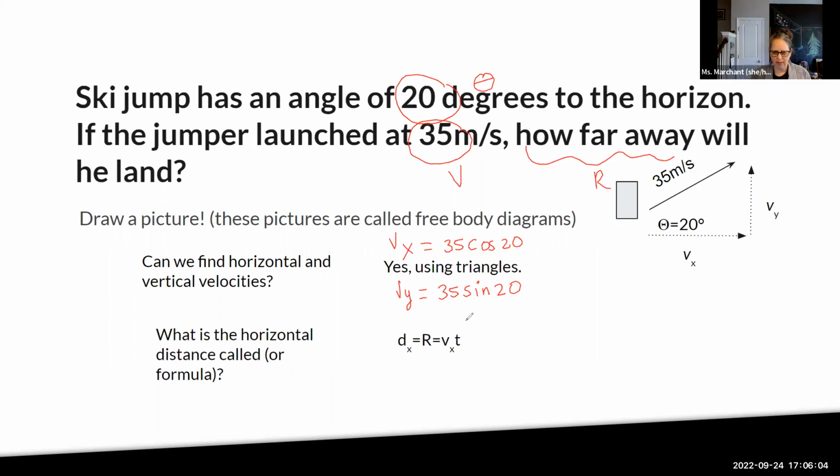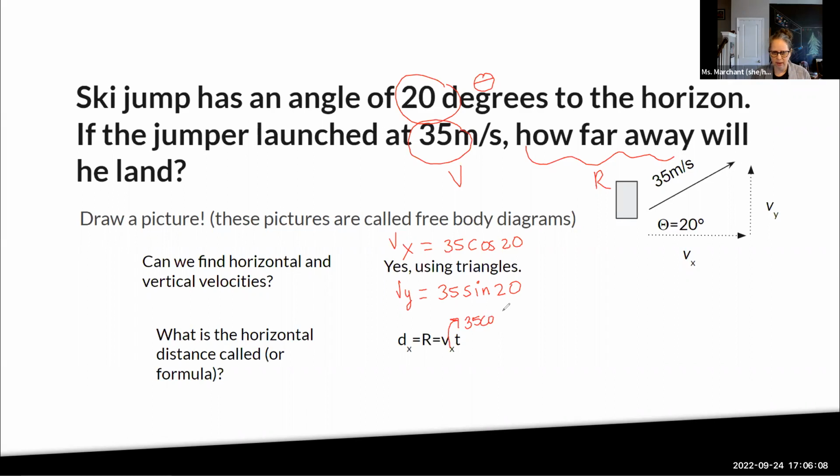Do we have velocity in the x? We do. 35 times cosine of 20. Do we have a time? They did not give us a time this time. So we got to think more. My distance in the x is not going to help me with the time. Will my y help me with the time?